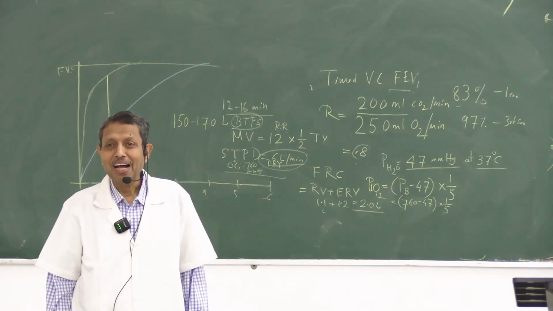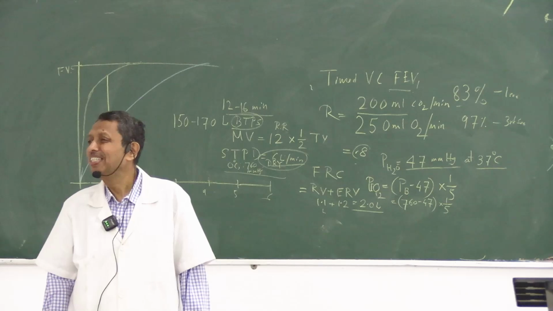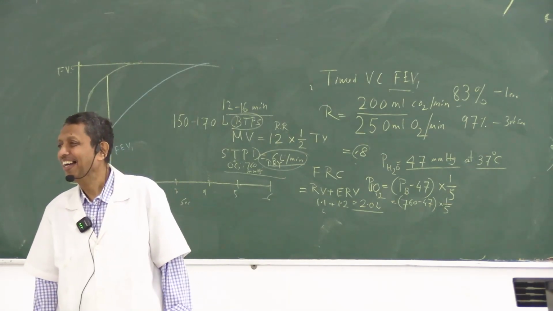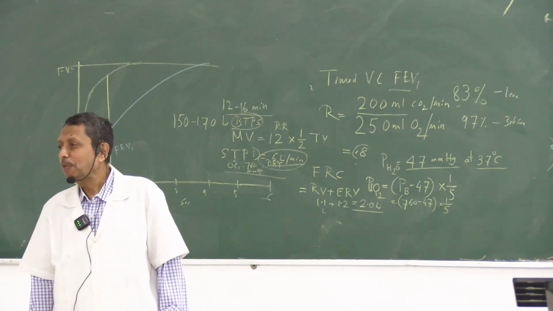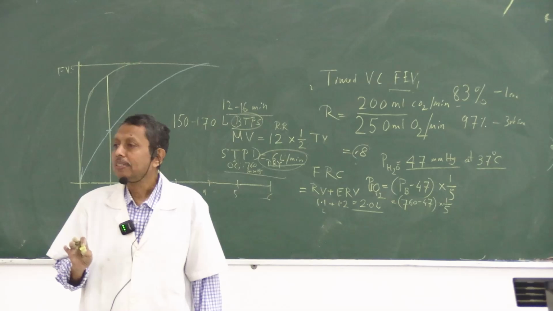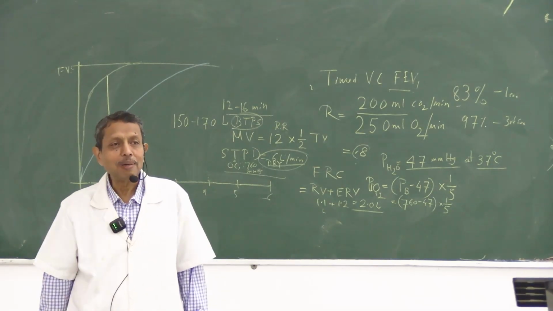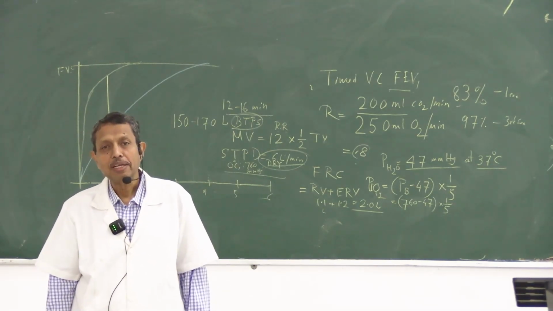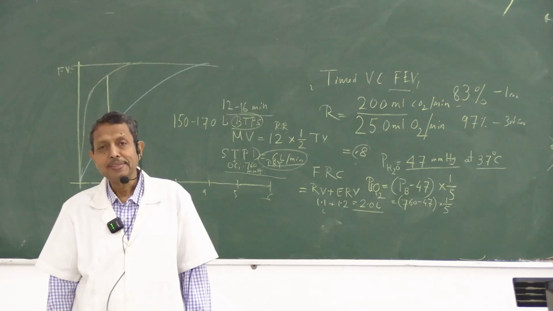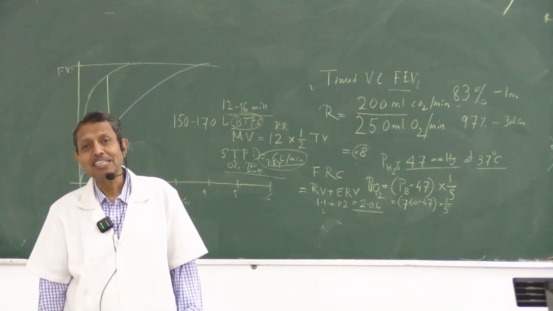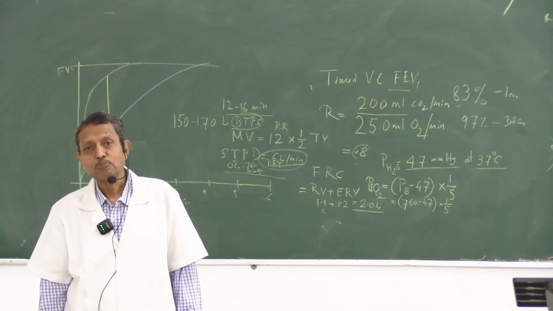So our dead space, its volume is roughly the weight of an individual, in case of an adult, in pounds, expressed in ml.